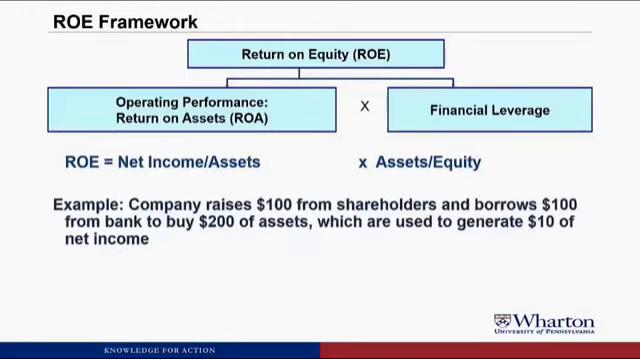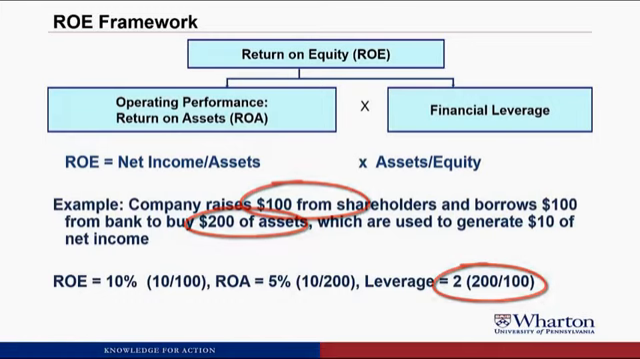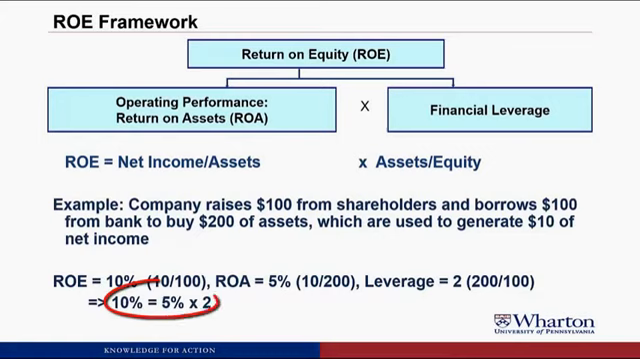Let me do a quick example. So the company raises $100 from shareholders, borrows $100 from a bank to buy $200 of assets. Those assets are then used to generate $10 of net income. So ROE in this case would be 10%, $10 of net income divided by $100 from shareholders. ROA would be 5%, $10 of net income divided by $200 of assets, and leverage would be 2, $200 of assets divided by $100 of shareholders' equity. Multiplying it together, 5% ROA times a leverage of 2 gives you an ROE of 10%.